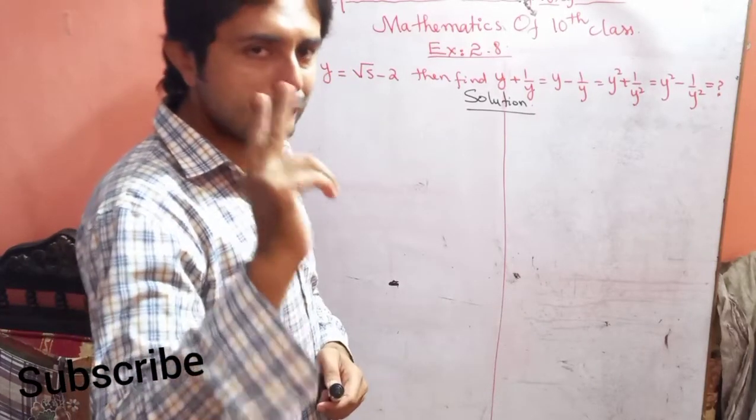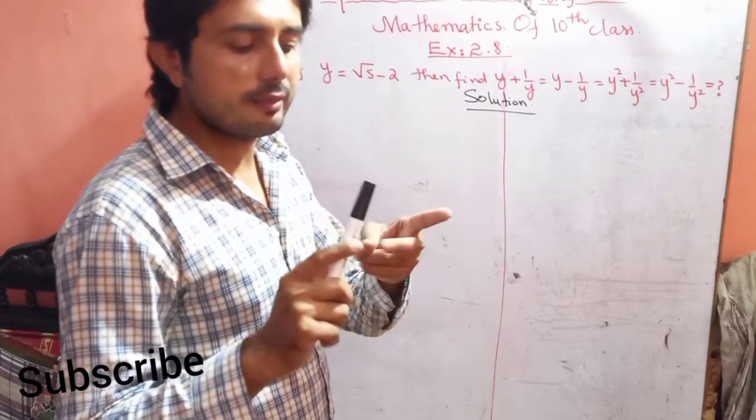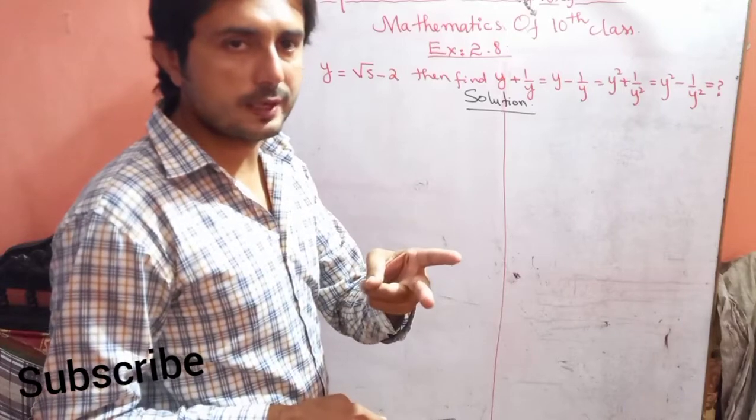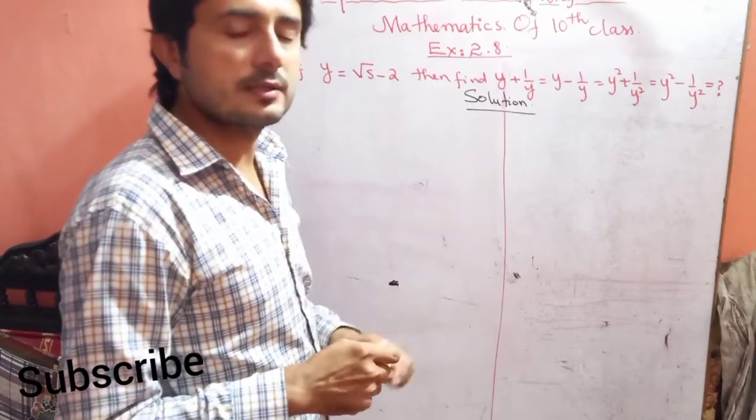We will use just two formulas in this exercise. Number one is the perfect square formula and the other is the difference of two squares. I'm going to teach you those two formulas as well in these problems.